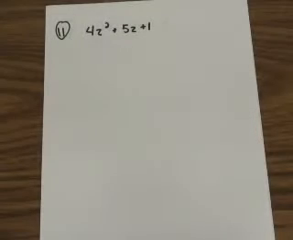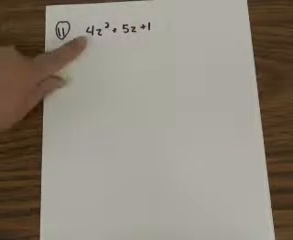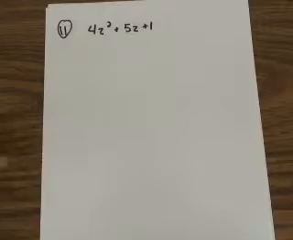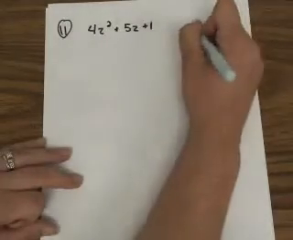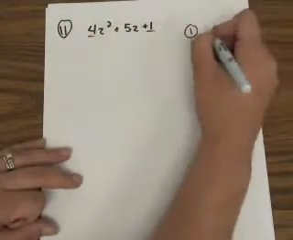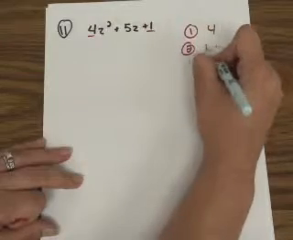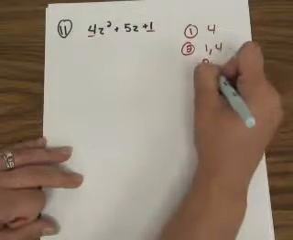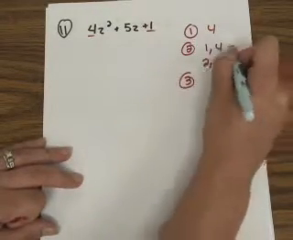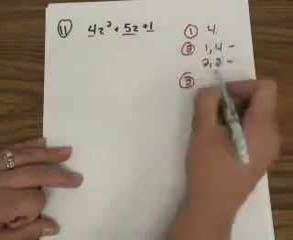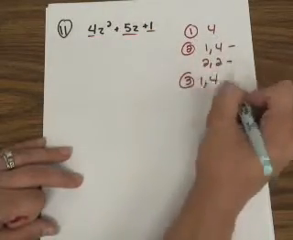Another trinomial that we need to factor where the leading coefficient is not 1, it's 4. And since it's not 1, let's follow our steps again. Multiply 4 times 1 to get 4. You want to list the factors of 4, which is 1 and 4 and 2 and 2. You want to choose which one of these is going to give you 5. In this case, it would be 1 and 4.